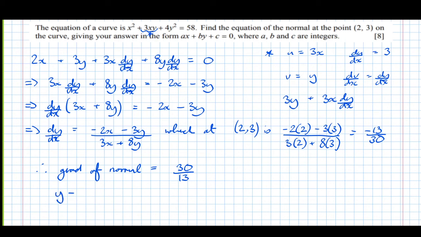So y minus y1. So the point is (2, 3). So y minus y1 equals m, x minus x1. And at this point, times everything by 13 so that we don't have to deal with fractions. 13y minus 39 equals 30 lots of x minus 2.